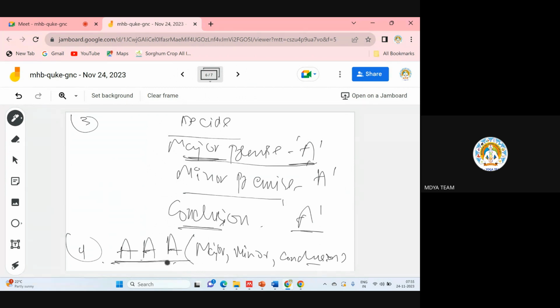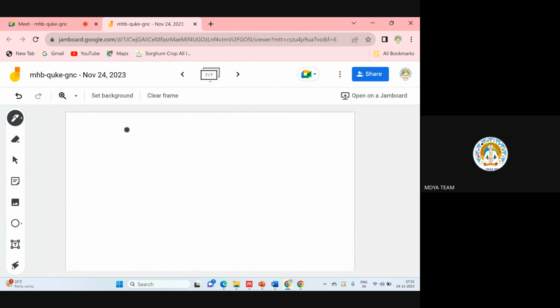Okay, so this is how you calculate the mood. Let's take one more example, I will solve it, then one question I will give you. Just a minute. Some cats are animals.